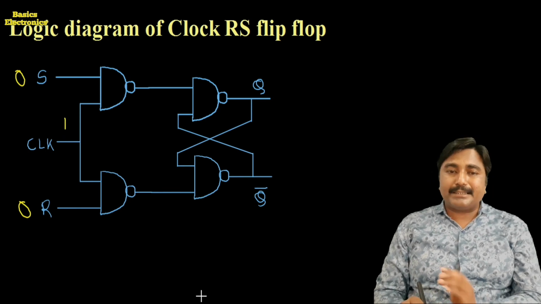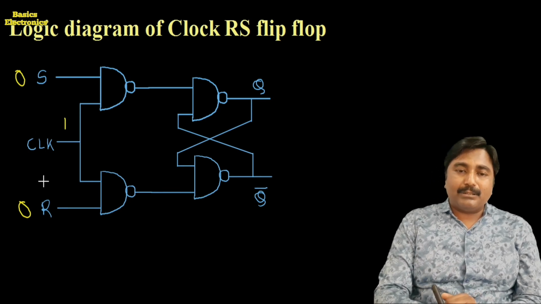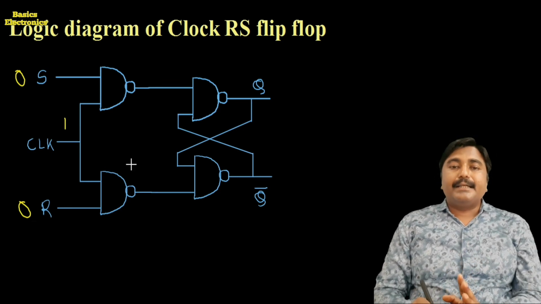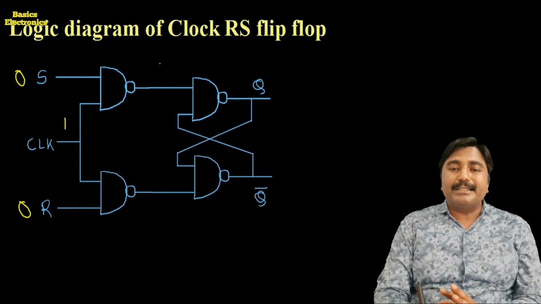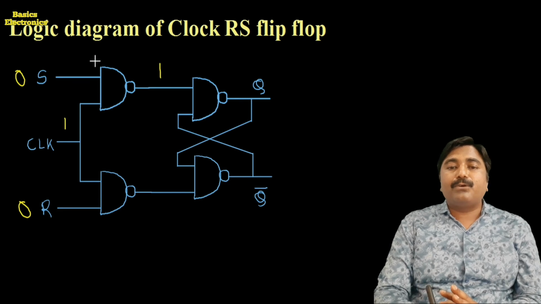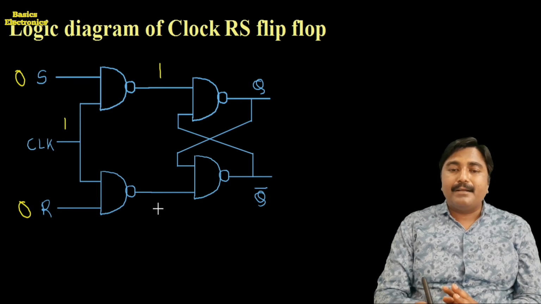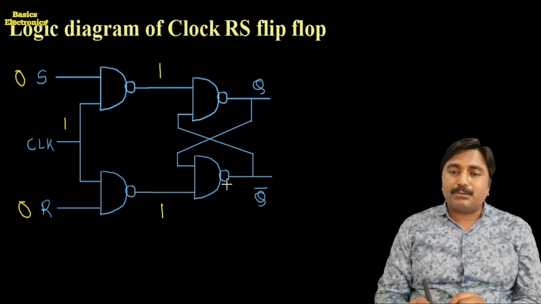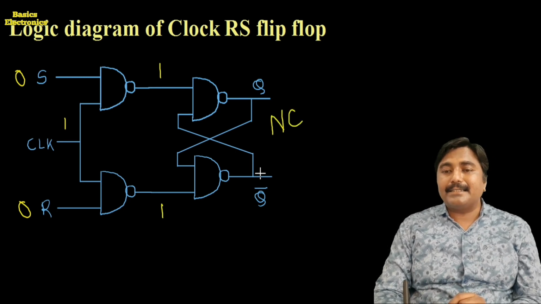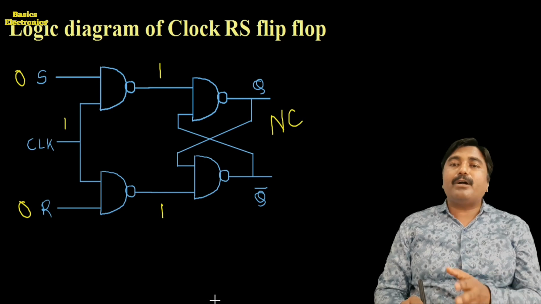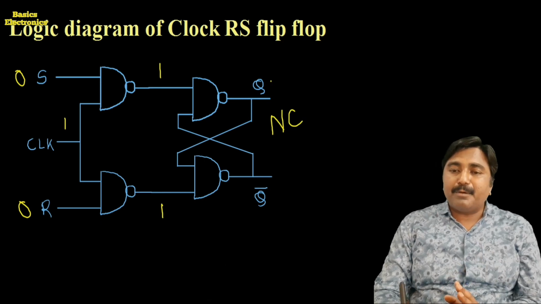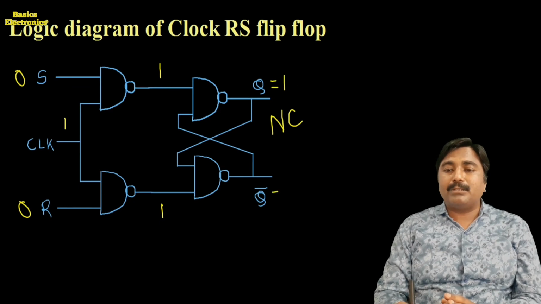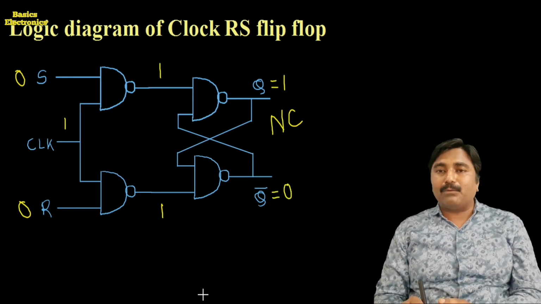The clock pulse is equal to 1, S is equal to 0, R is equal to 0. Now see what happens. Here S is equal to 0, which means the output of the upper AND gate is equal to 1, and the output of the lower AND gate is also equal to 1, and again there is a no change condition. How? For that, we again consider the flip-flop is in the set condition, having the output Q equal to 1 and Q bar equal to 0.